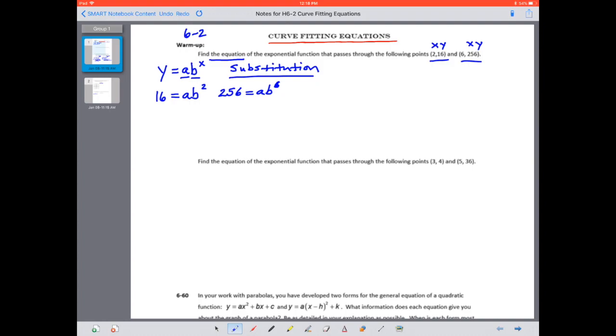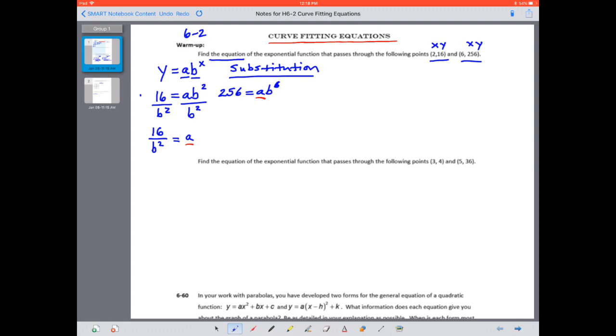All right, now we look at this one here. I'm going to start out with my 16 equals a times b to the second power, and my goal here is to get a by itself. So I'm going to divide each side by b squared. So I'm looking at 16 divided by b squared equals a. And because we're using substitution, we know that we can take this a right here and substitute whatever it equals into the other equation for that a.